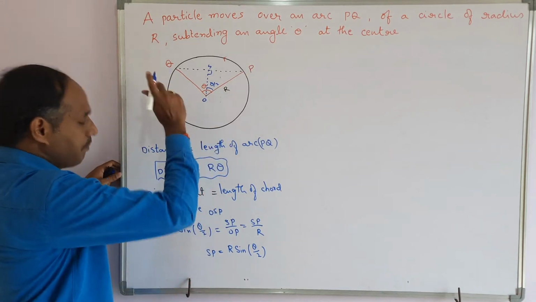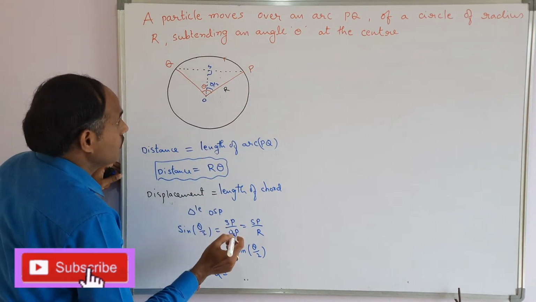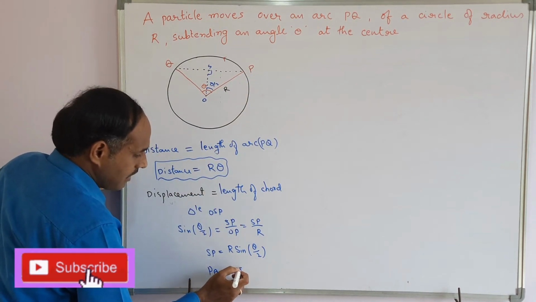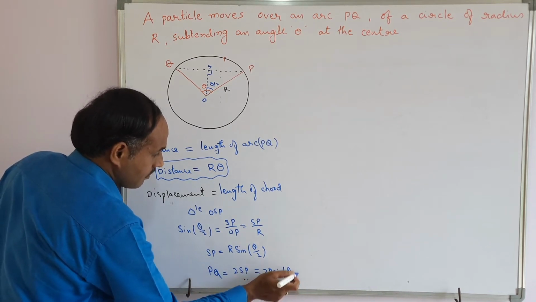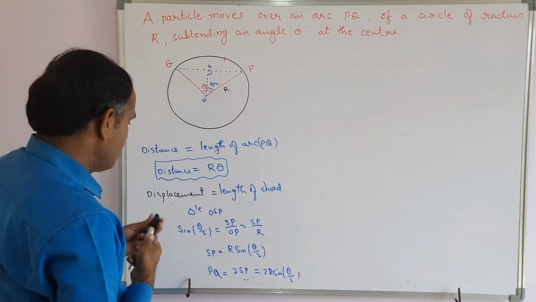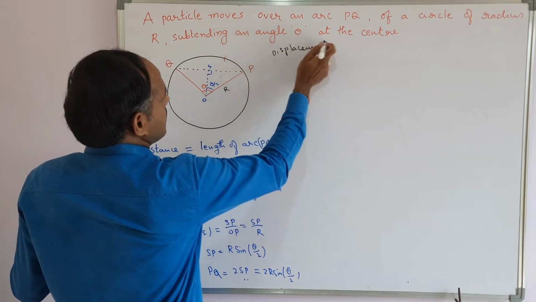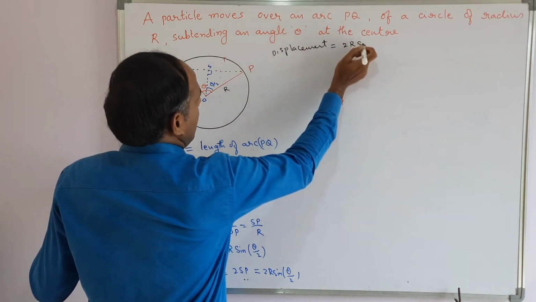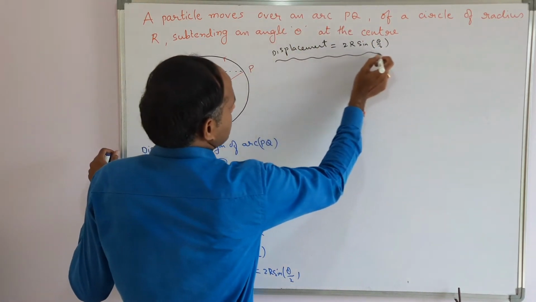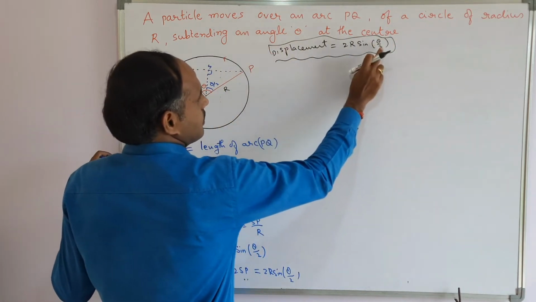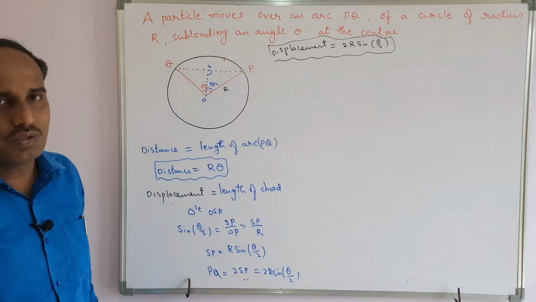And again, as we need PQ, since S is the bisector of PQ, we can write PQ is equal to 2 times SP, which gives 2r sine theta by 2. So the displacement of the body is equal to 2r sine theta by 2. Okay, this is the way we can find the distance covered and displacement. And don't cancel this 2 and 2 here, since inside the sine function it is a multiplier. Some of the students do that, don't do that.